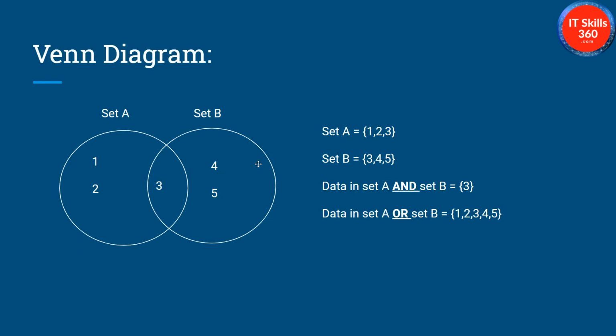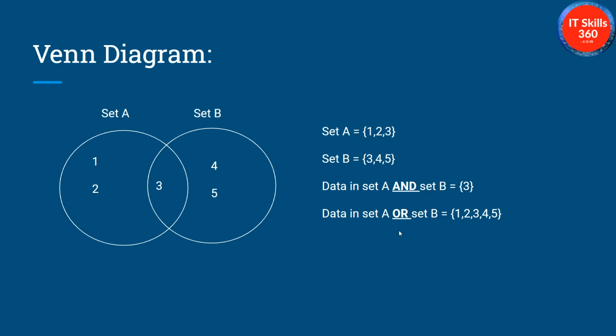mathematics, which is called a Venn diagram. What does this show? Let's say we have two sets, set A and set B. Set A includes three values, 1, 2 and 3, and set B has another three values, 3, 4, 5. As you can see in this Venn diagram, it's easy to see: if the question is what data is available in set A and set B together, so it should belong to set A as well as set B, then the answer will be 3, because 3 is the only value that belongs to both of the sets.